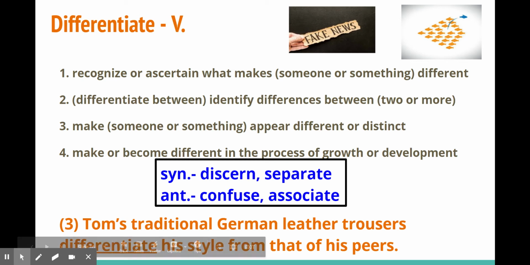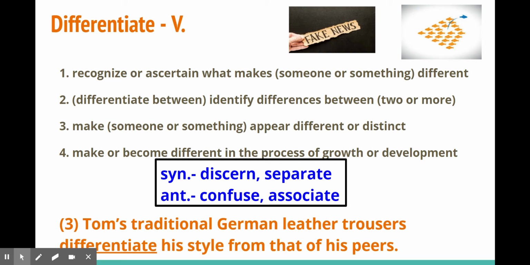Differentiate. Differentiate is a verb that has several different meanings. Let's look at all of them and look for where we see the commonalities amongst the different definitions. Maybe that will help us understand this word and why it has so many different definitions. The first one, recognize or ascertain what makes someone or something different. The second definition, differentiate between or identify the differences between two or more things. Three, make someone or something appear different or distinct. Four, make or become different in the process of growth or development.